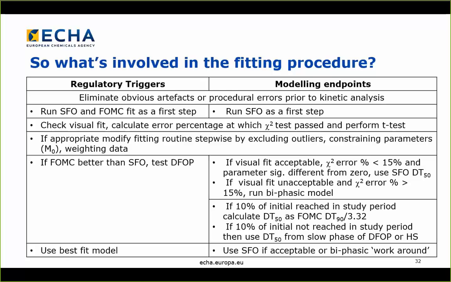If 10% of the initial mass is not reached within the study period, then you use the DT50 from the slow phase, so that K2 rate constant from either DFOP or hockey stick. Both of those two bullet points are those conservative workarounds. So ultimately, at the end of that process, you'll either use your SFO fit, if it's good enough, or you'll use one of those biphasic workarounds for a parent substance only.